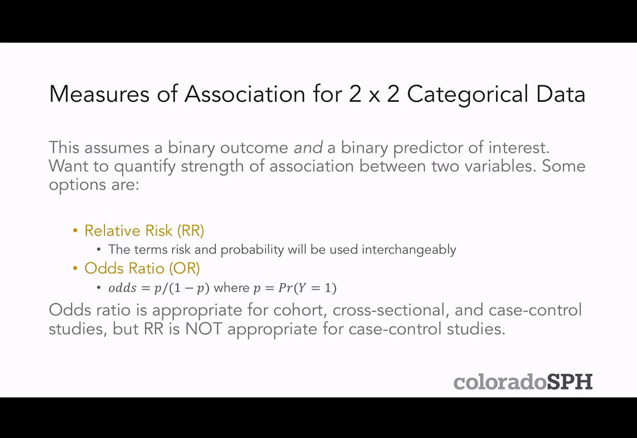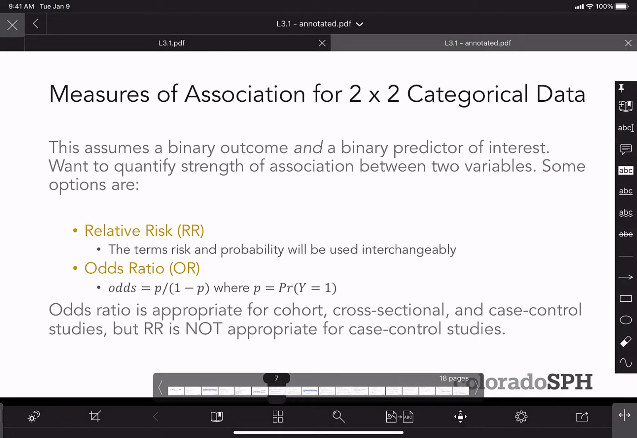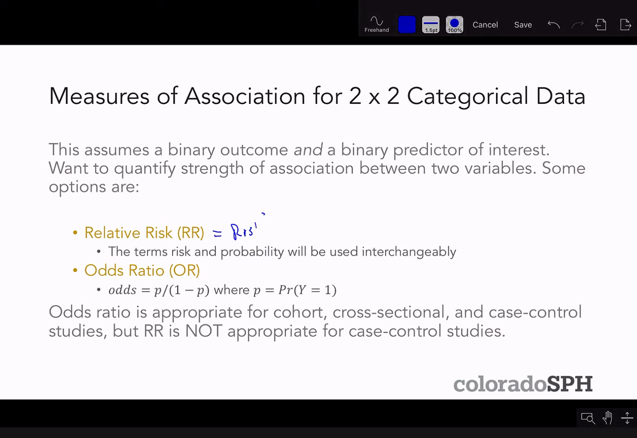There are a lot of different measures of association you can calculate for 2x2 tables. Generally what we're doing here is we're trying to find measures that quantify the strength of association between the exposure of interest and the disease. The two that I'm going to talk about are relative risk, which is also called the risk ratio, and the odds ratio, where the odds is equal to the probability of disease over 1 minus the probability of disease. An important thing to note, which we will reiterate later in the semester, is that the odds ratio is appropriate for cohort, cross-sectional, and case control studies, but the risk ratio is not appropriate for case control studies.